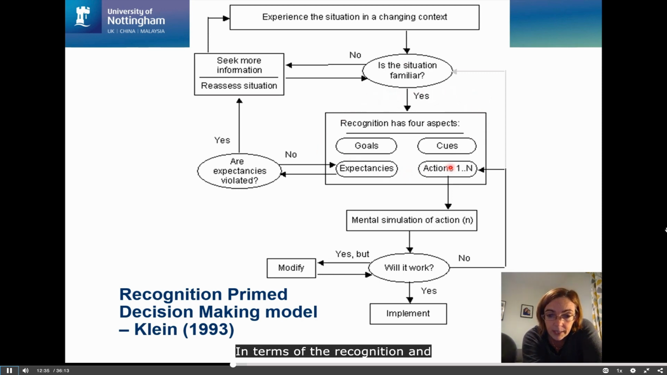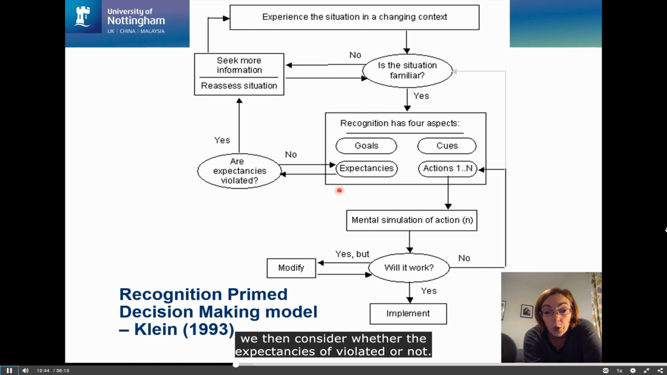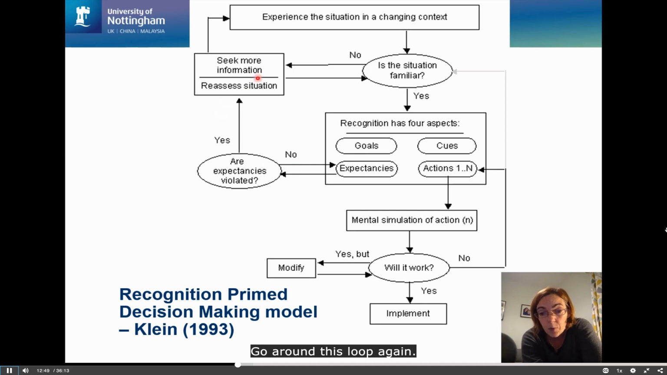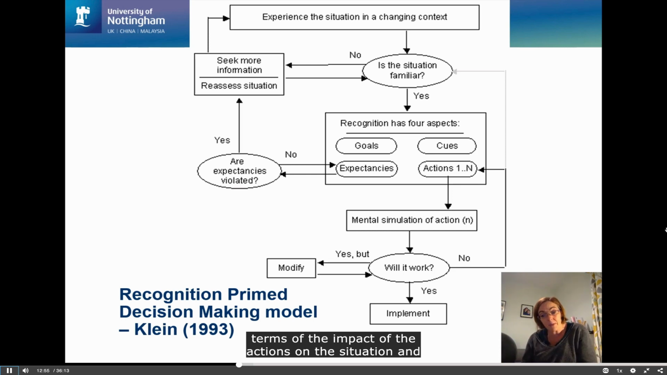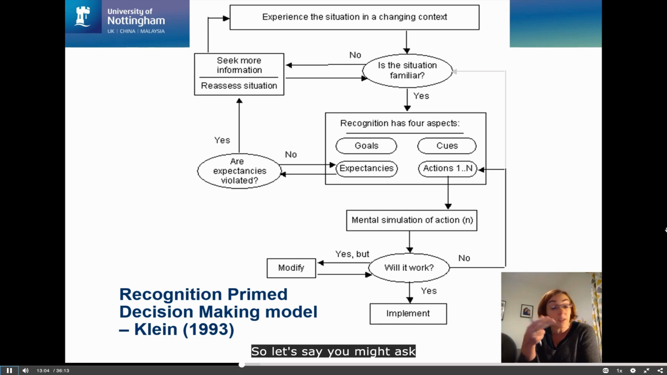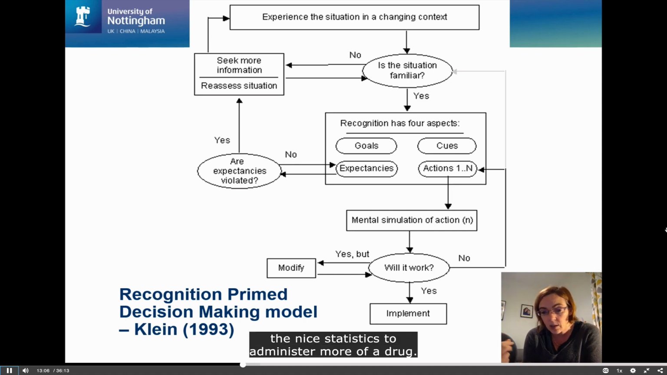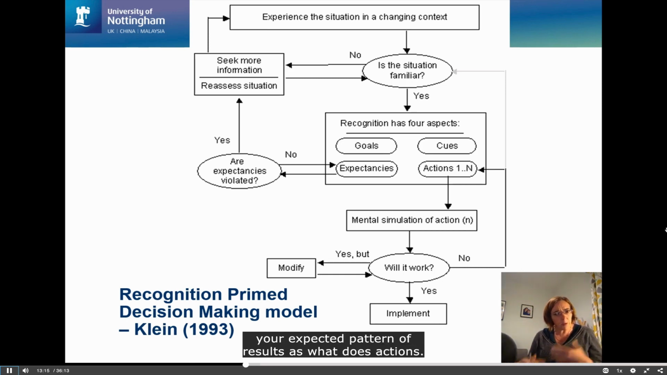In terms of the recognition and those four elements, in terms of expectancies, we then consider whether the expectancies are violated or not. If they are violated, then you might seek more information and go around this loop again. So there's a continual loop here in terms of the impact of the actions on the situation, and whether the expected consequences of those actions have the result that you might normally have. So let's say you might ask the anaesthetist to administer more of a drug. You would normally expect that that would have an impact on the blood pressure of the patient, and actually the pattern doesn't particularly follow your expected pattern of results.